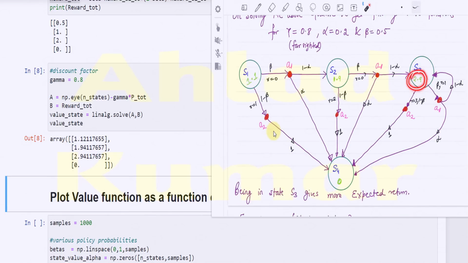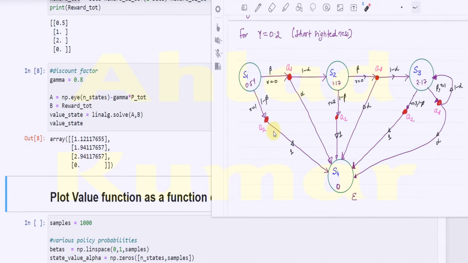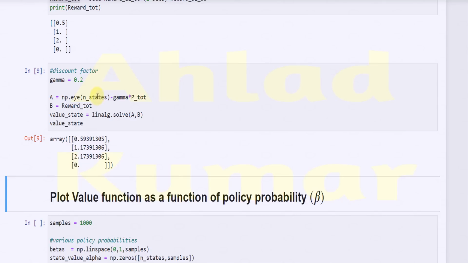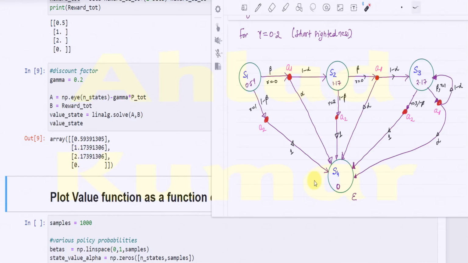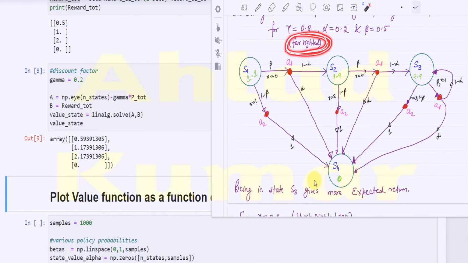Now if I take a short-sighted type of policy, where we put gamma as 0.2, and I execute this, what I get is 0.5, 1.1, 2.1 and 0. This is for short-sightedness, where you are not giving emphasis to the futuristic rewards, you are giving emphasis to the immediate rewards. That is what short-sightedness means. Whereas in far-sightedness, you are also giving emphasis to the futuristic rewards, which will come to you later on.